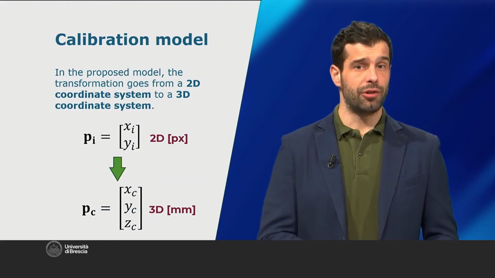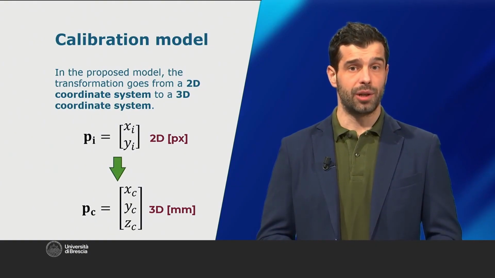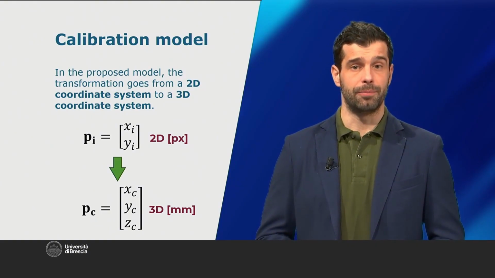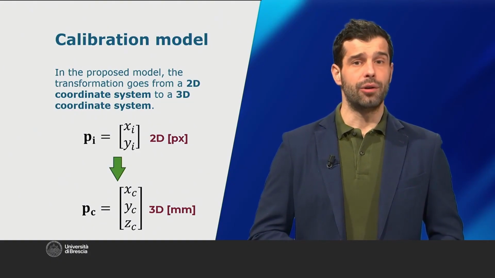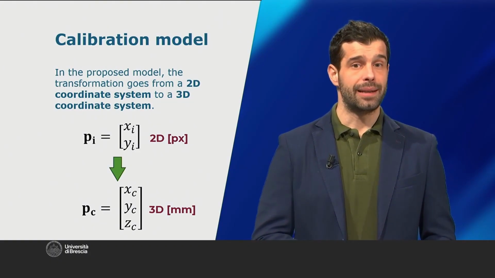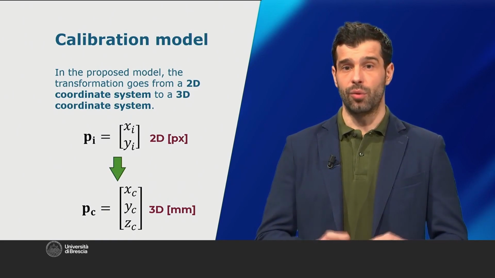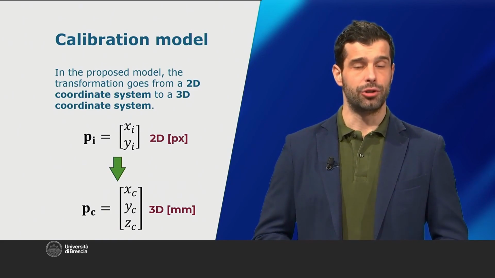This transition from the image reference system to the camera reference system is what allows us to obtain the third dimension. Then we add another variable. In the image, we think in pixels. In the camera, and therefore in the real world, we think in millimeters. Let's start by focusing on the first conversion from the image system to the camera system.